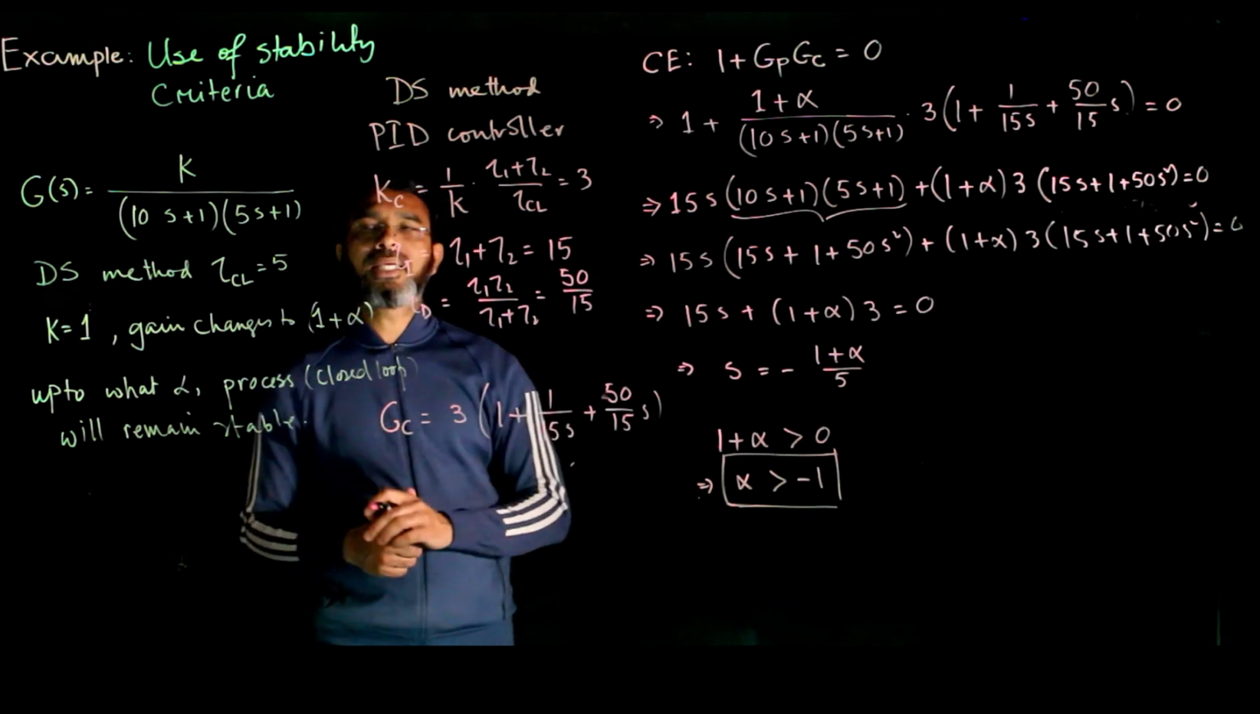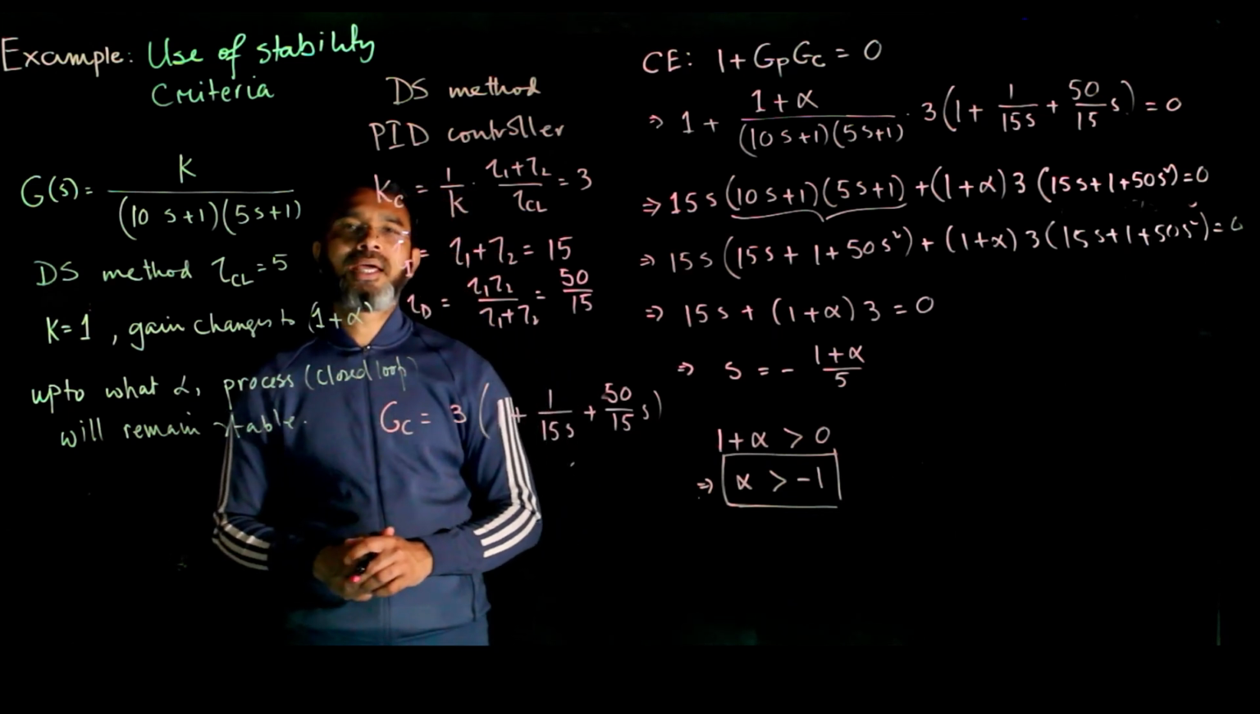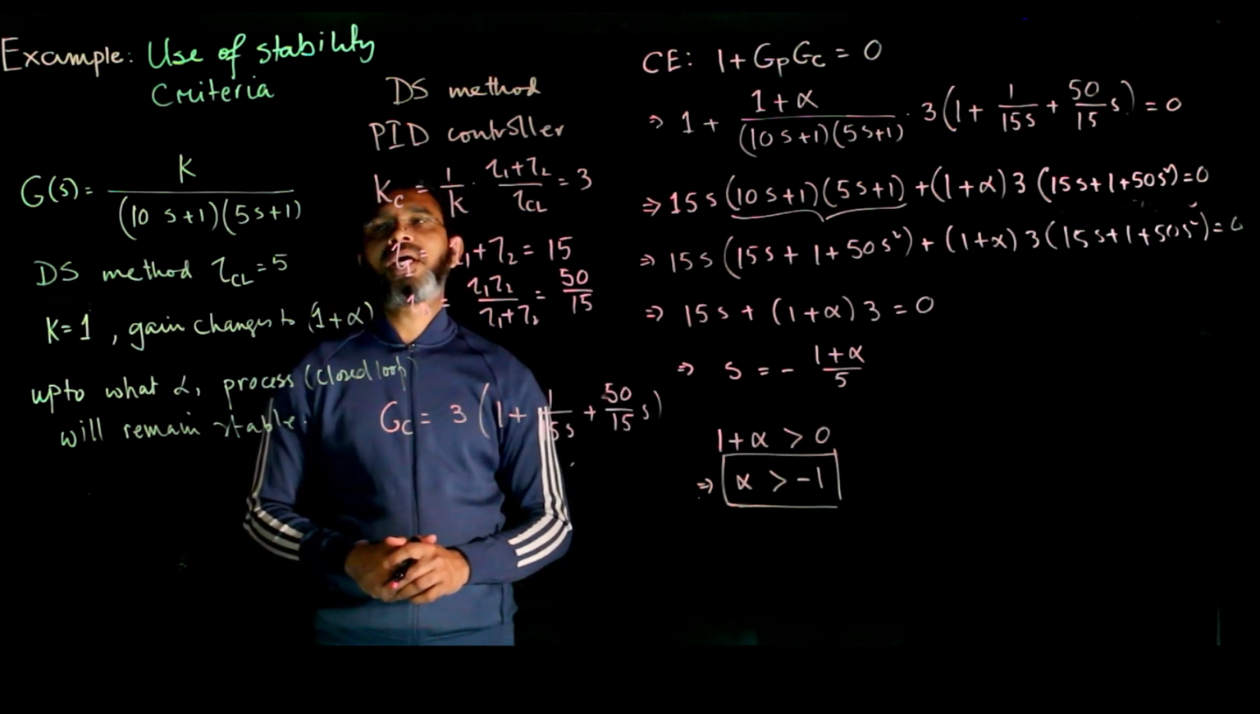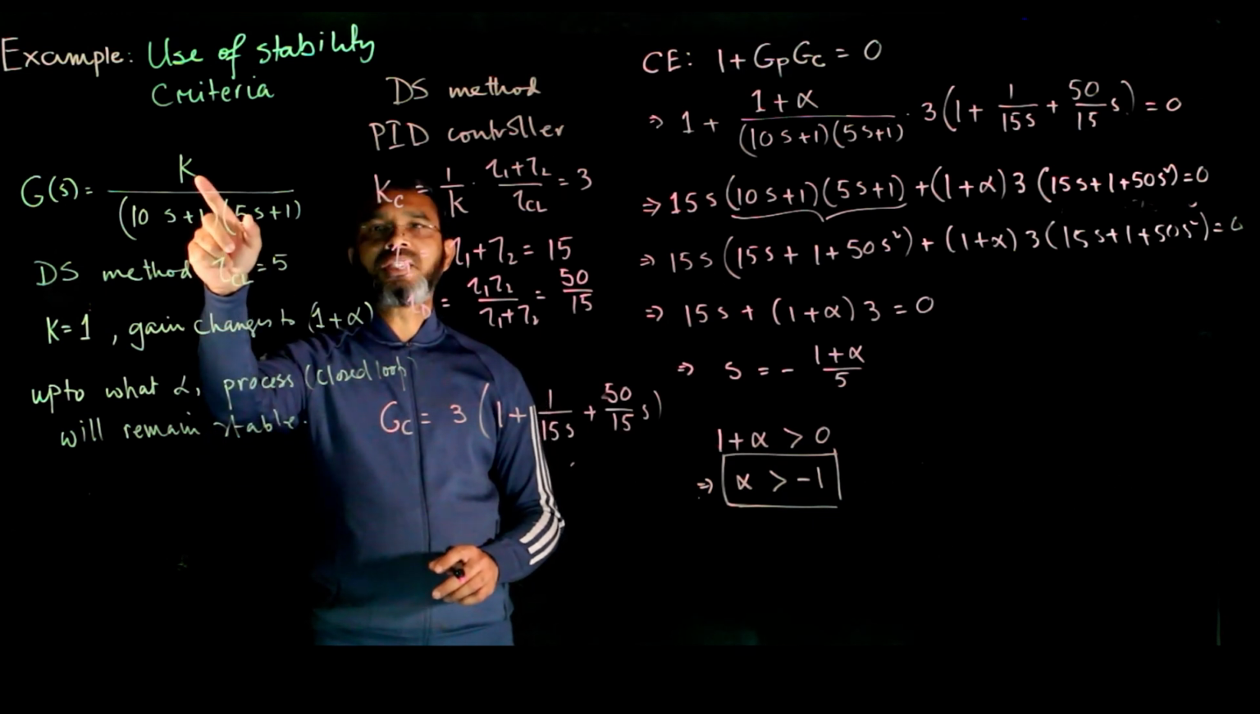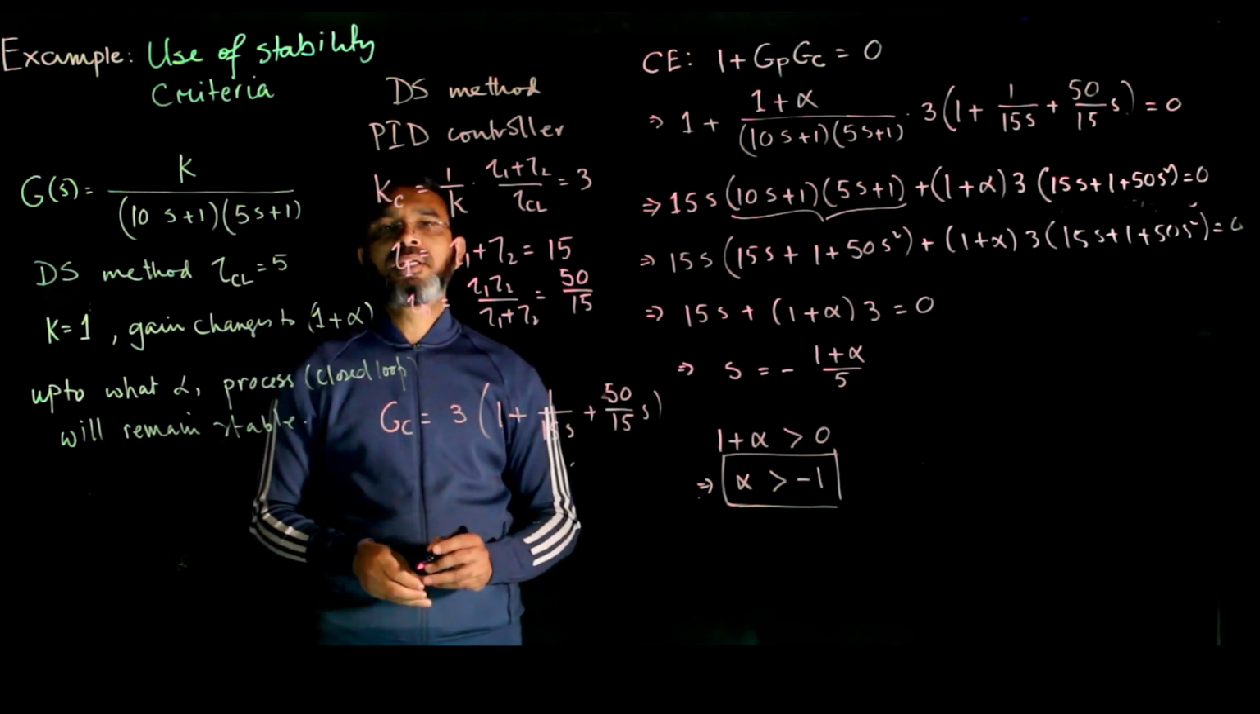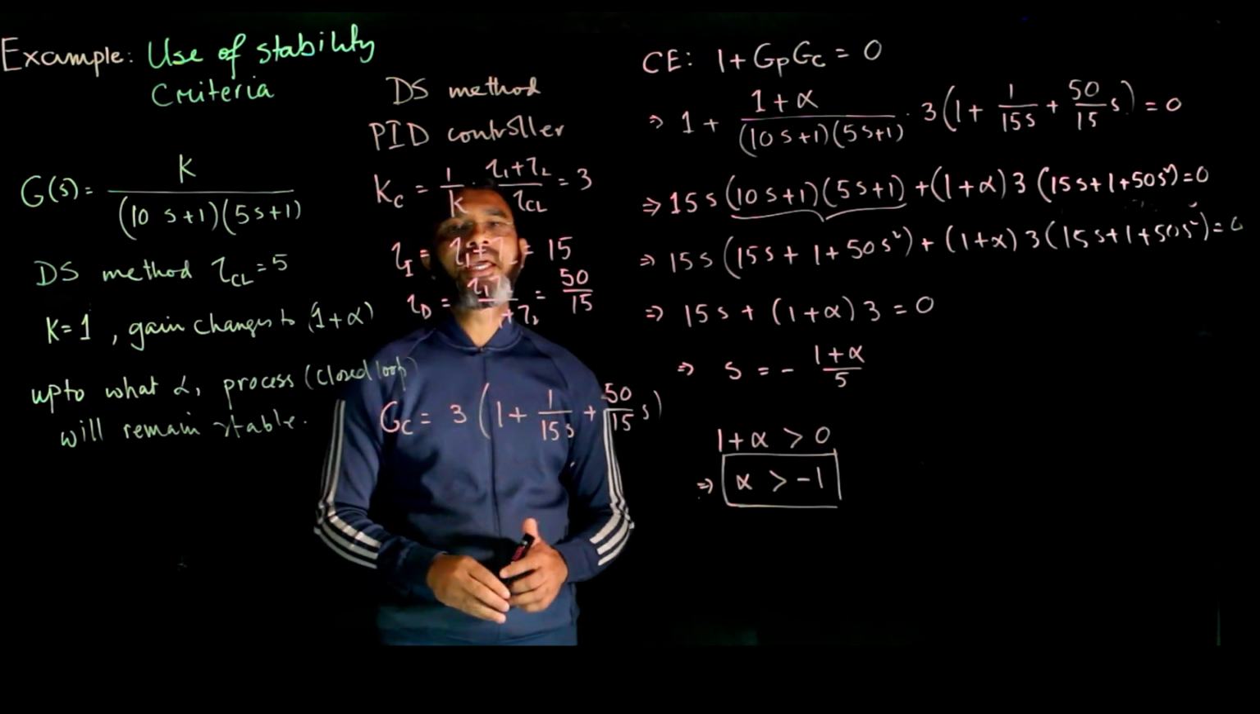So this is just another example where you can use the stability criteria to analyze, when a process changes, up to what point the closed loop system will remain stable.